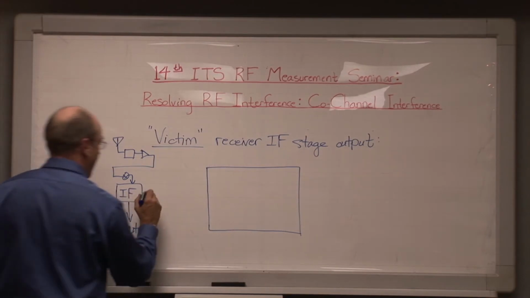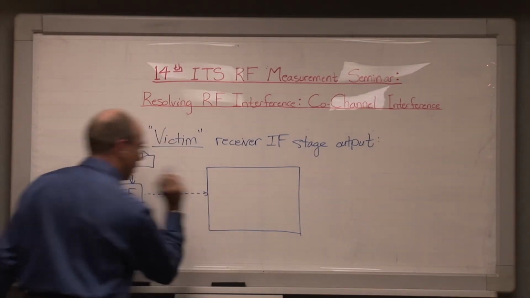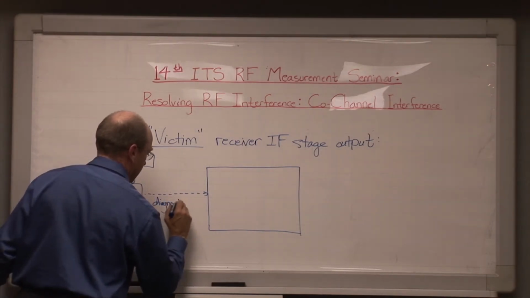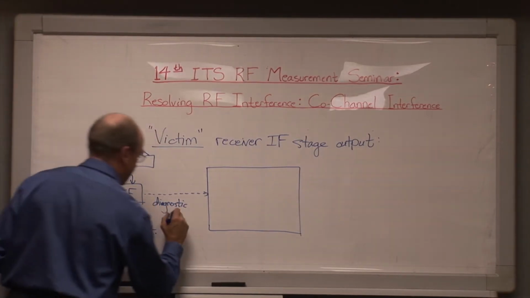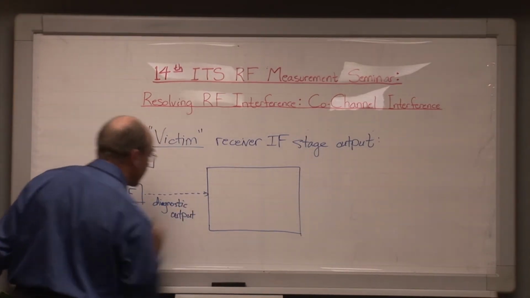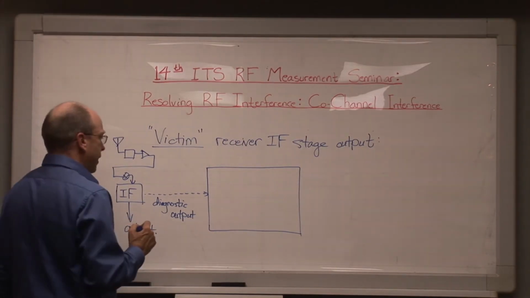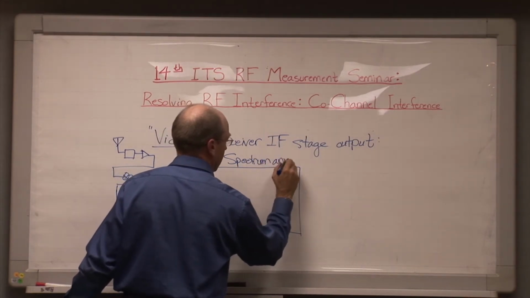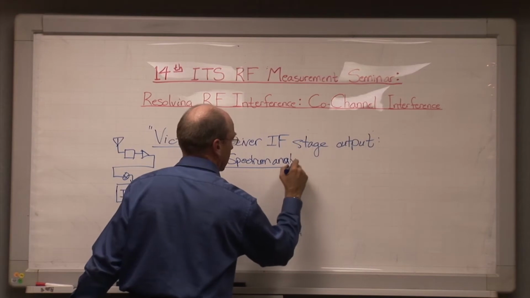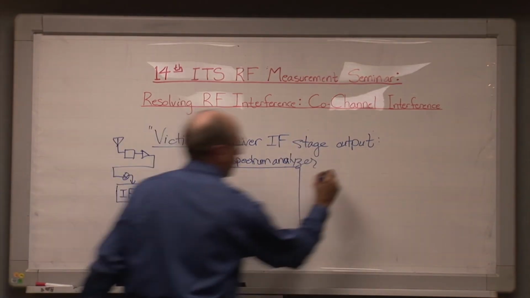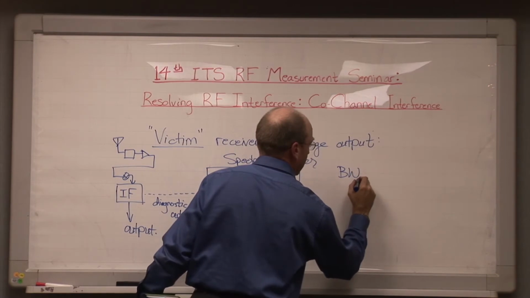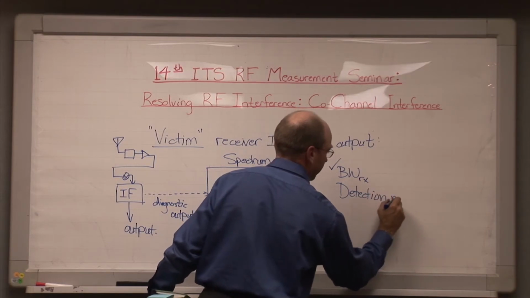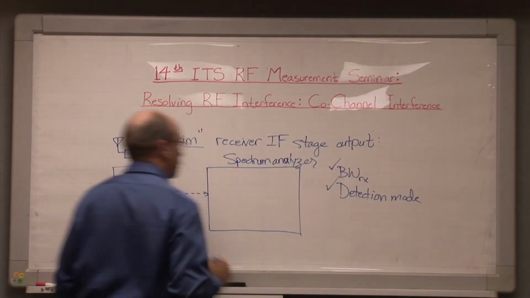What we'll do is actually come off of some kind of a diagnostic output. Sometimes you've got one provided, sometimes you basically have to disassemble the receiver and make your own output. And we've done that, and we're going to run this into a spectrum analyzer, like so. And again, we're going to replicate the bandwidth of the receiver, the detection mode of the receiver, check and check.